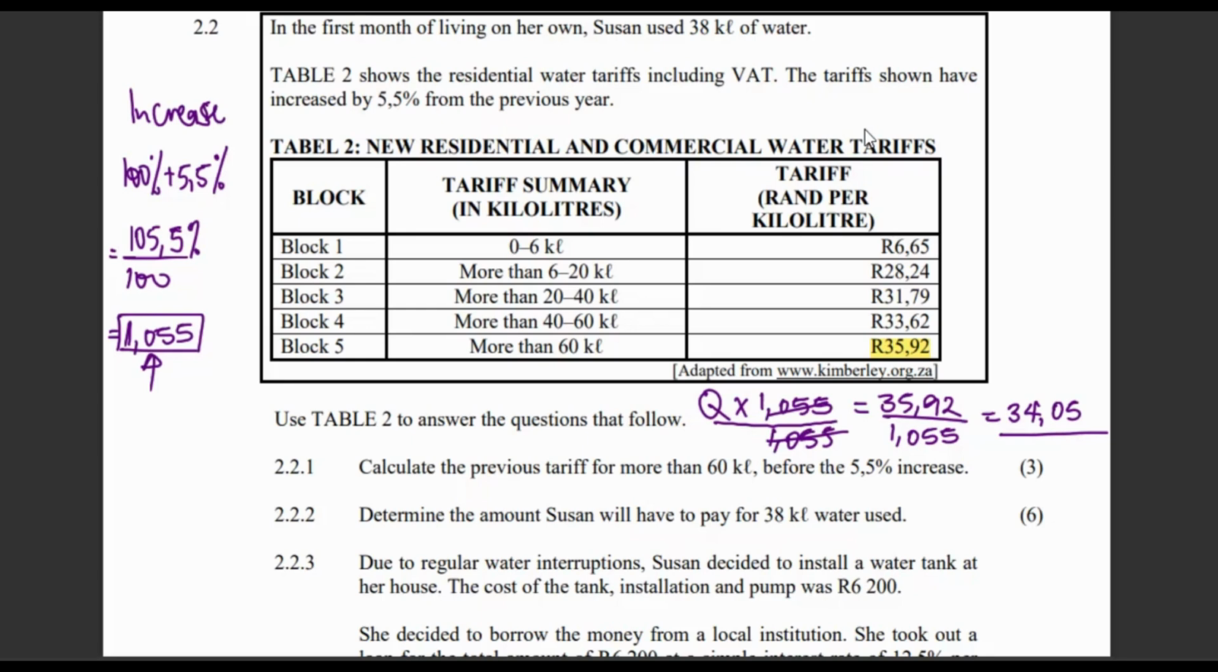One oh five five. 0.3034. You got the answers, what? 34.05. Sorry? Let's go back. We said 35.92, right? Divide by 1055. Yes.